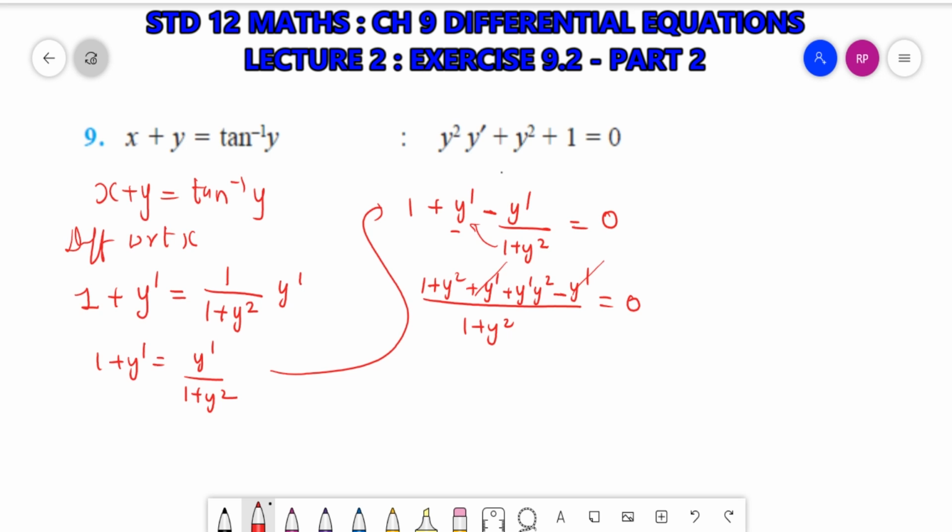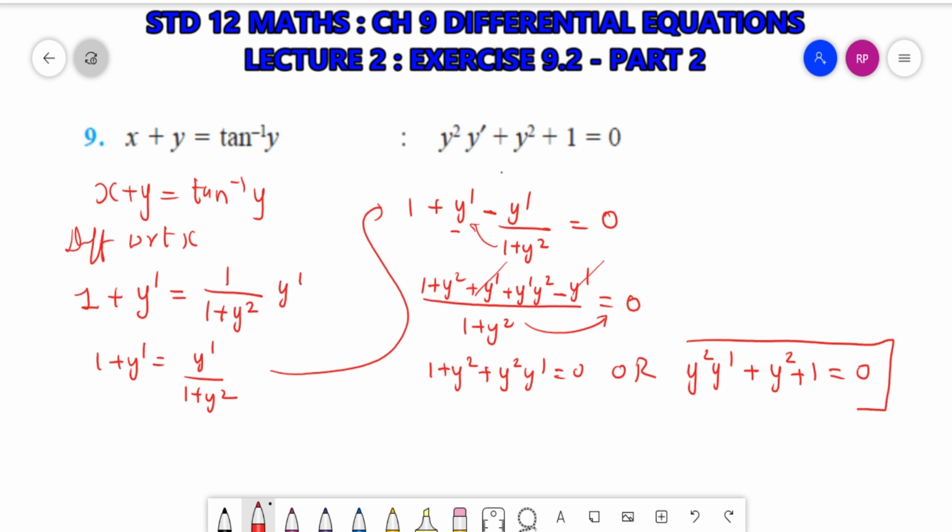Y dash gets cancelled, and when it goes on the other side it becomes 0. So y square y dash plus y square plus 1 is equal to 0, after rearranging. Okay, so hence we have proved it. So this was about question number 9, so just note it down.